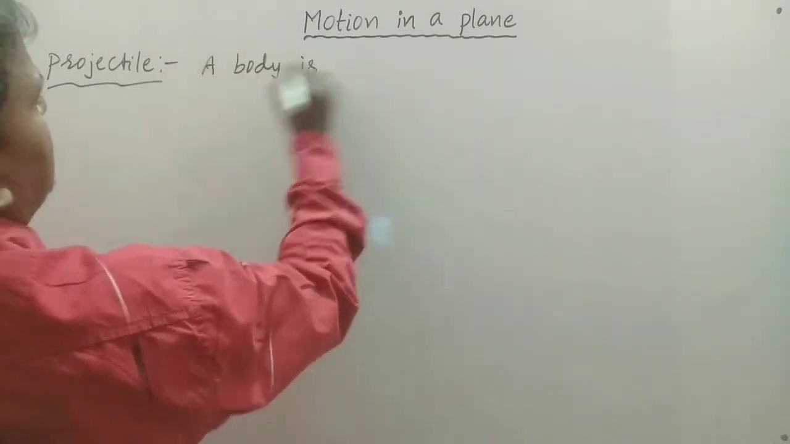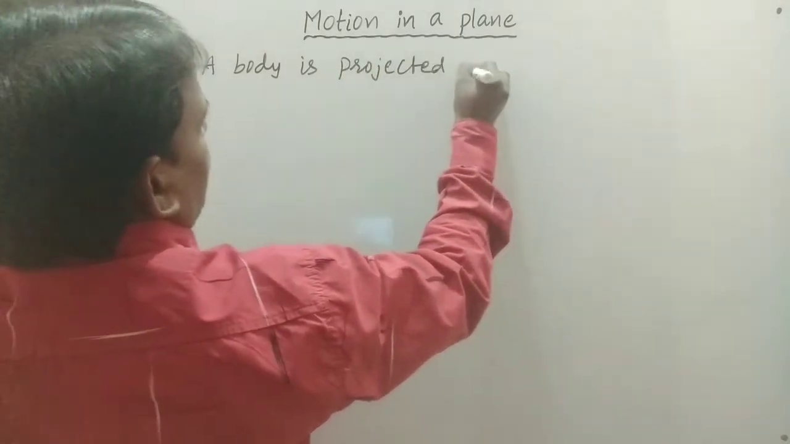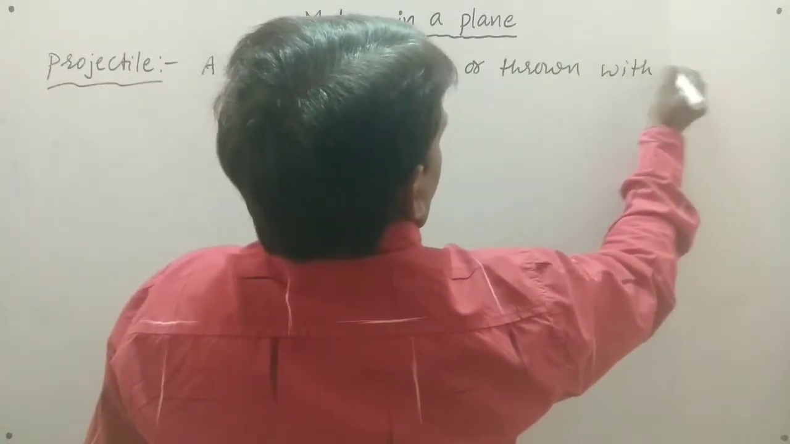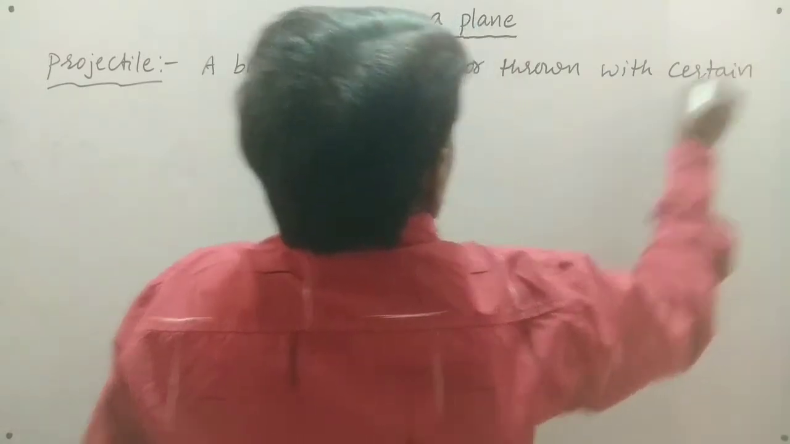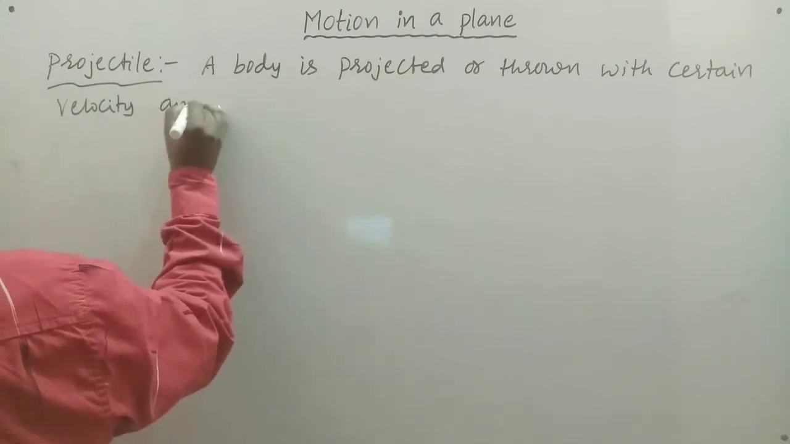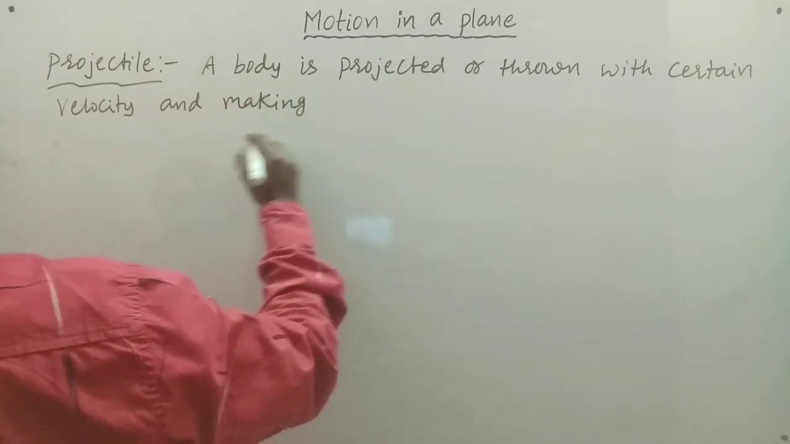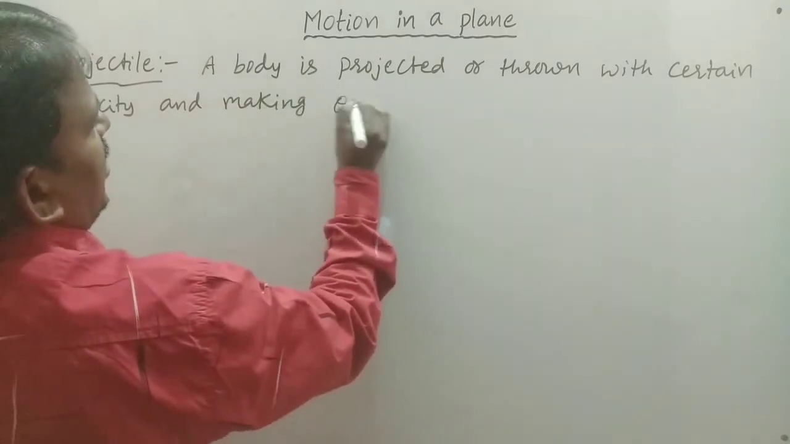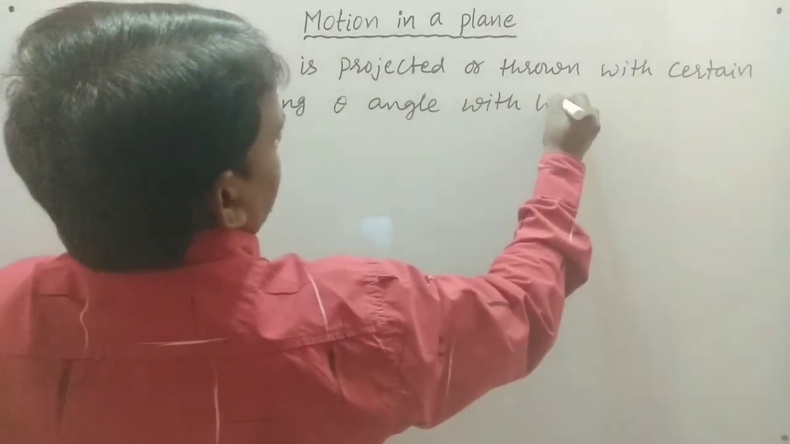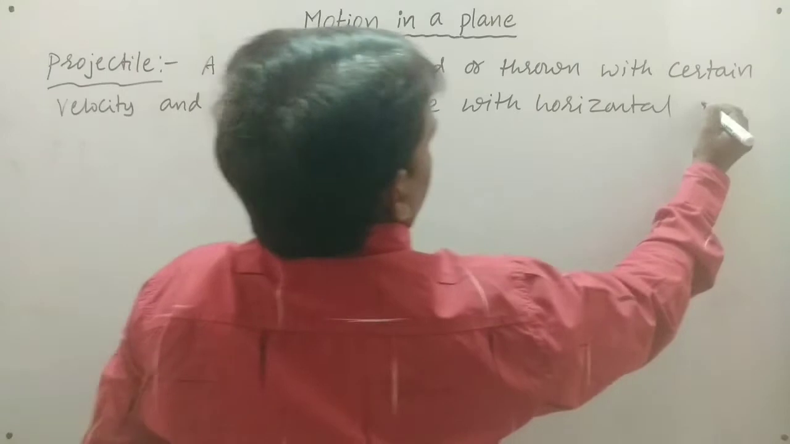A body is projected or thrown with some velocity, or a certain velocity, and making theta angle with the horizontal is called a projectile.